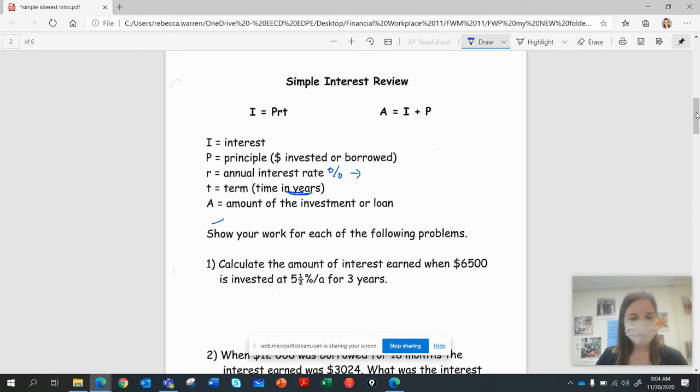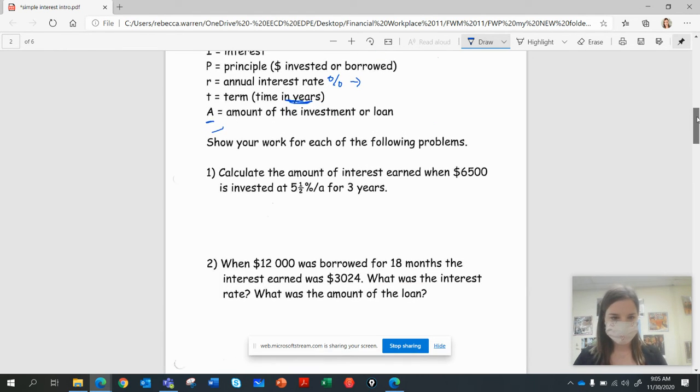And then the last letter here is A. That's the total amount, whether it's an investment or a loan. Basically it's just taking your interest and adding your principal. So if you borrowed $1,000 and over that time you accumulated $100 in interest, the total amount that you owe them is obviously the full $1,000 that you borrowed plus the full $100 that was accumulated in interest. So the total amount that you owe them is $1,100. Okay, so let's look at a couple of the questions here.